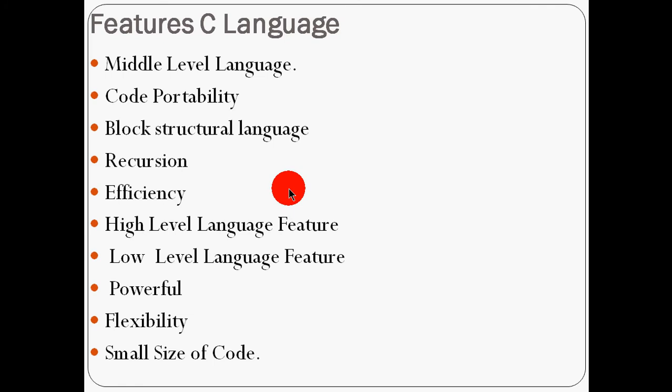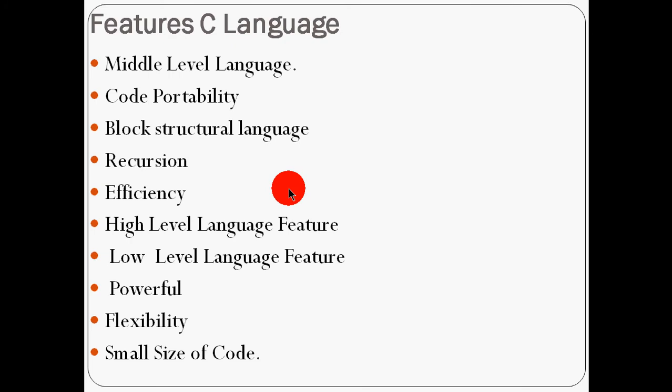After that, efficiency. Once I write my program, definitely that particular instruction can give one particular type of result. Then we can say that it is efficient. Then high level we already discussed, and low level we already discussed. High level means for designing an application, low level means for designing hardware.